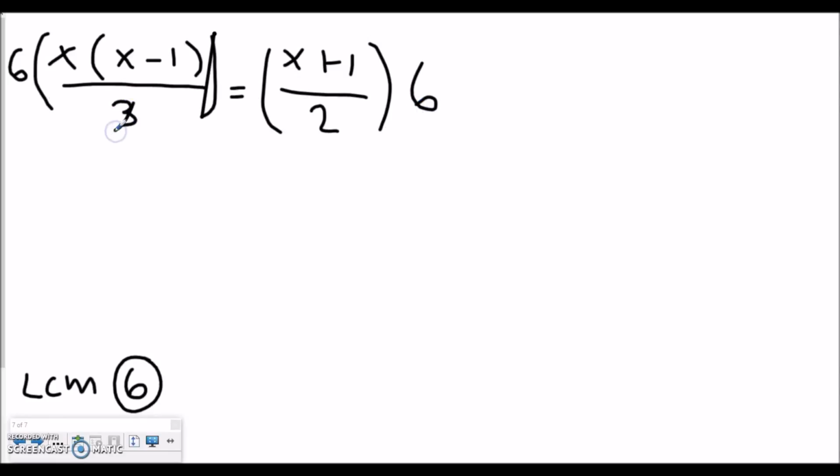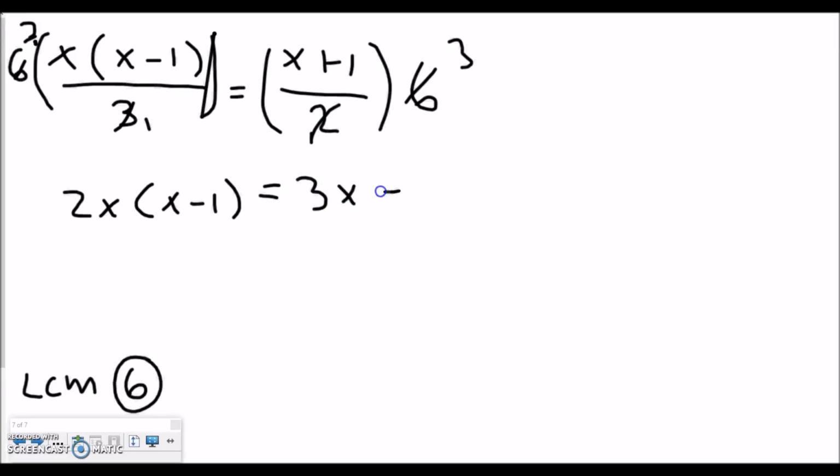I'll just write it like that so I don't have to rewrite everything. I see that my 3 and 6 reduced to a 2 and a 1. That's a 2, I apologize for that. Let me see if I can write it neater. 6 and 3 reduced to a 2 and a 1. 2 times x is just 2x. 6 and 2 reduced to a 3 and a 1. And again, make sure you distribute. 3 times x plus 1 is 3x plus 3.